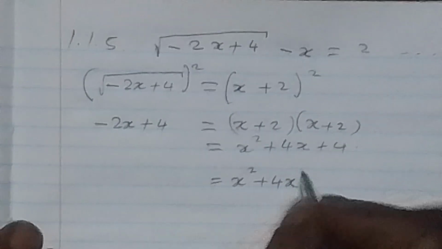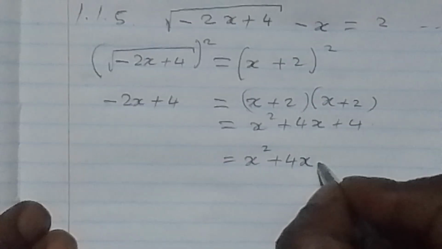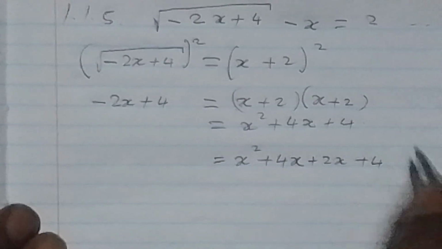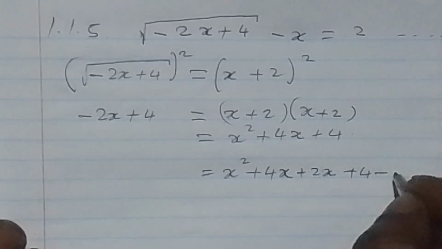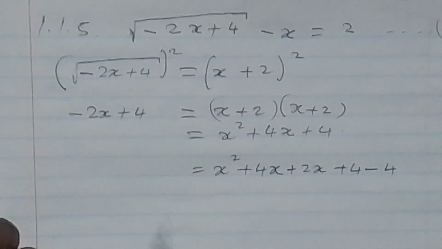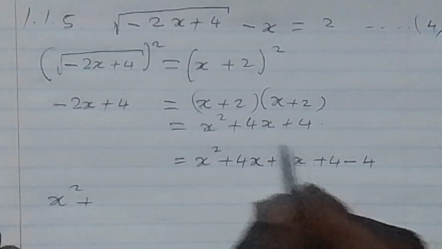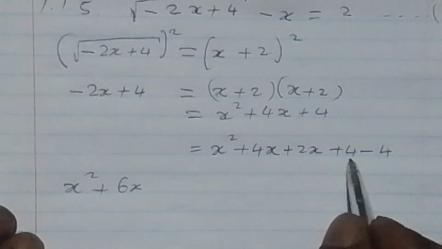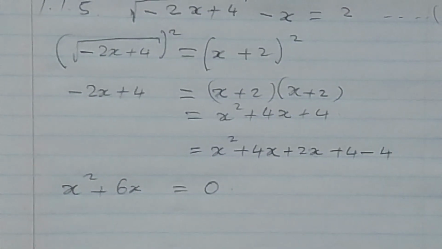You say it's x squared plus 4x. This is your x, negative, comes to that side. It is going to be positive 2x. You have your 4 here. Take positive 4 from the left to go to the right. It becomes negative 4. Now you have x squared plus 4x plus 2x, which is 6x, minus 4 plus 4 is 0, equals 0.